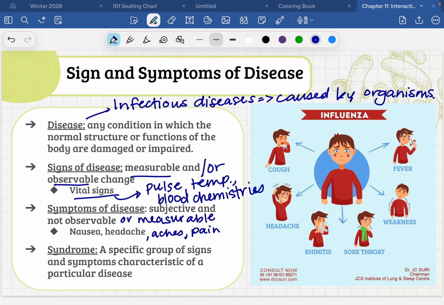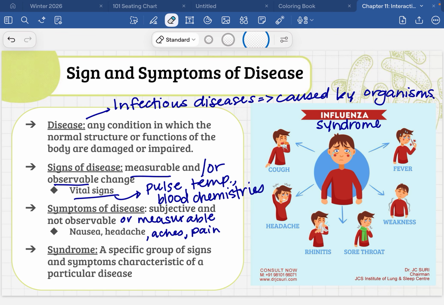Okay? And then a syndrome is a specific group of signs and/or symptoms characteristic of a particular disease. So what we have over here to demonstrate all of those things is the influenza syndrome. When people have influenza, there's a set of signs and symptoms that are typically associated with this type of infection. And that's how you can get an idea that you might have the flu. So the influenza syndrome is this collection of signs and symptoms: cough, headache, rhinitis, sore throat, weakness, and fever.